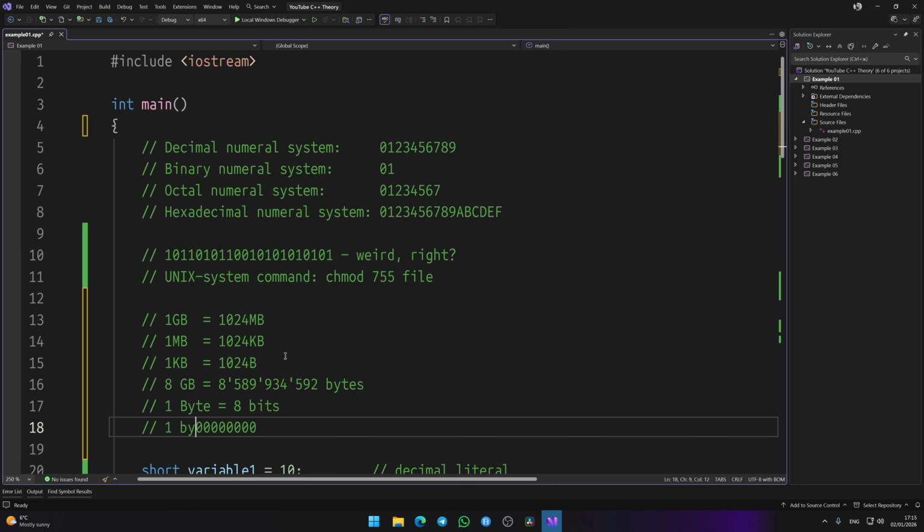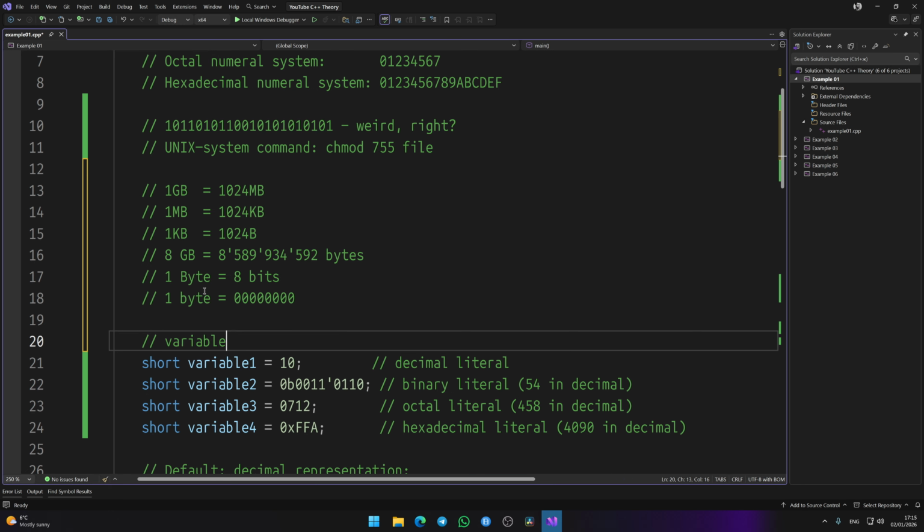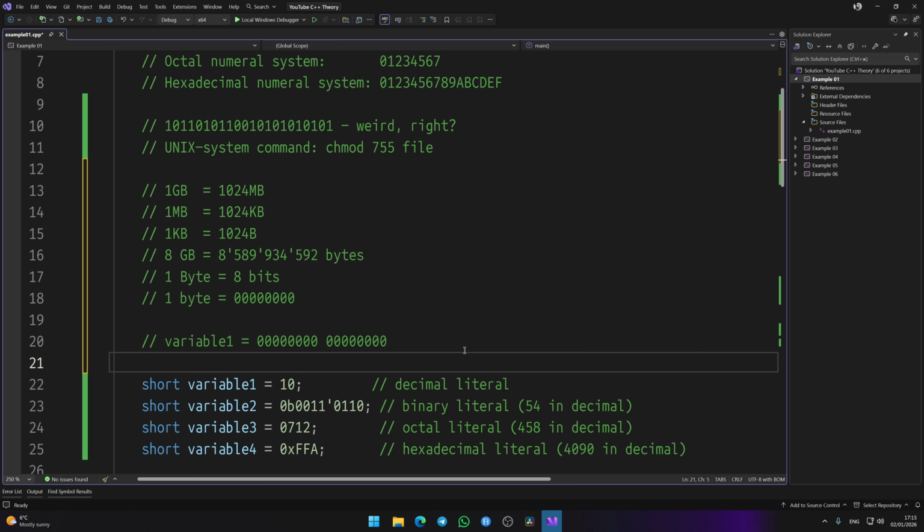Now, let's say I create a variable that stores the number 10. The variable has the type short. Remember how much memory a short takes? 2 bytes, that's 16 bits. So if we write out 16 zeros, that represents the full memory space taken up by one short variable. We want to store the number 10 in it.